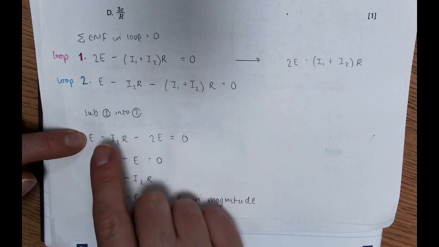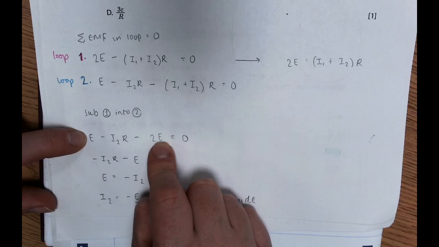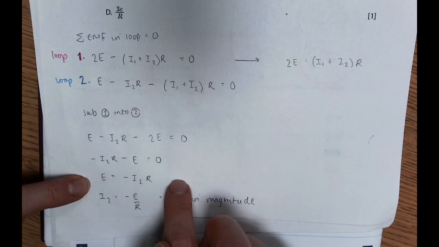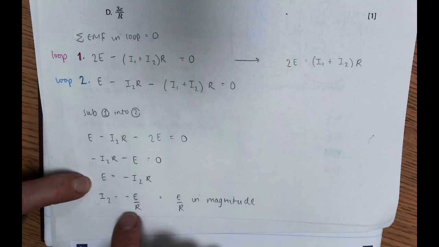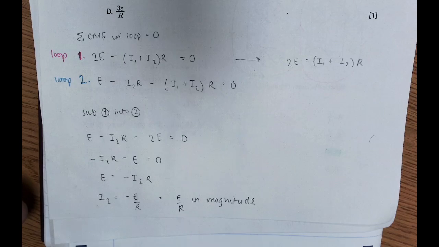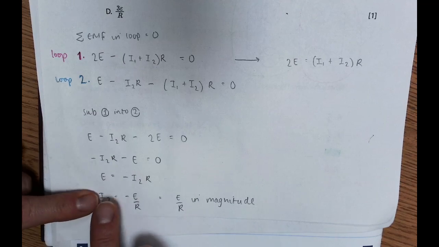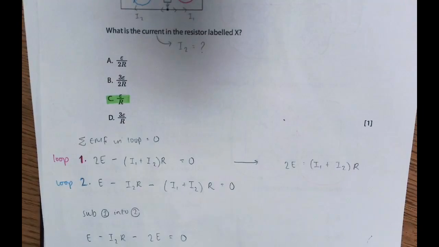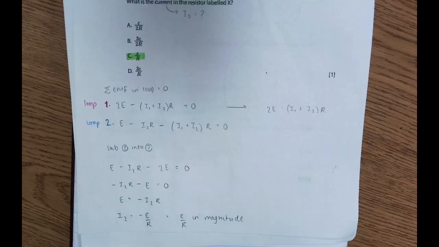I can combine like terms. I've got E minus 2E, leaves me with minus E. I can rearrange for I2. The negative sign then just represents direction. It doesn't really matter. The magnitude of I2 is then just E divided by R, which gets me to C. Okay, I'll just zoom out a little bit if you need to pause here.